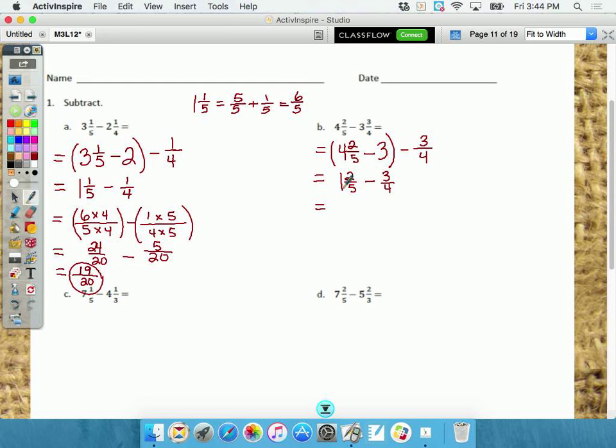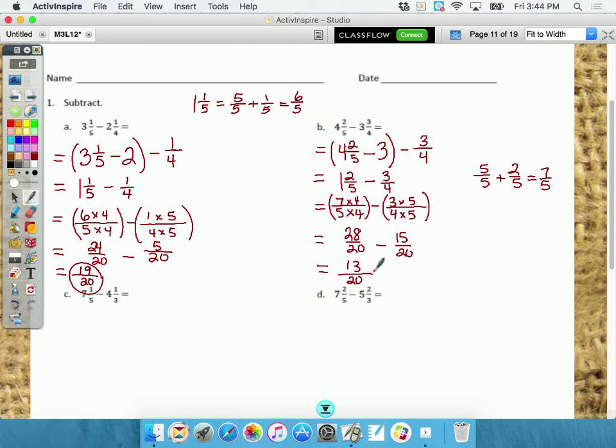So in order to do that, I'll do 1 times 5 plus 2. That's 7/5 minus 3/4. Another way to look at the mixed number, I can do 5/5, which is equivalent to 1, plus 2/5, and that gives me 7/5. Again, we have 20 as the common denominator. 5 times 4 is 20, 7 times 4 is 28. 4 times 5 is 20. 3 times 5 is 15. 28 minus 15, 8 minus 5 is 3. 2 minus 1 is 1. So I have 13/20 for my answer.